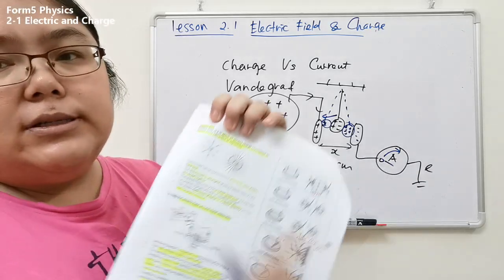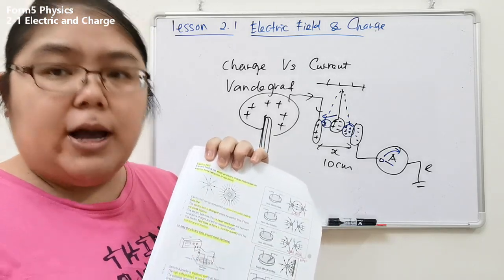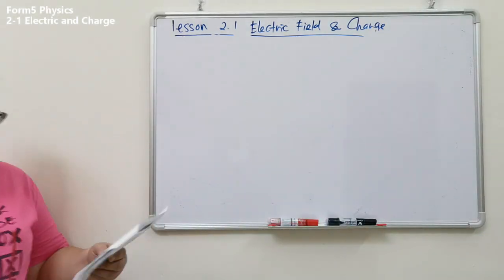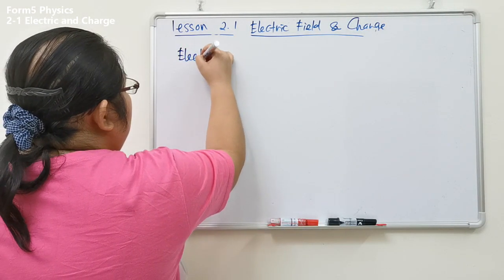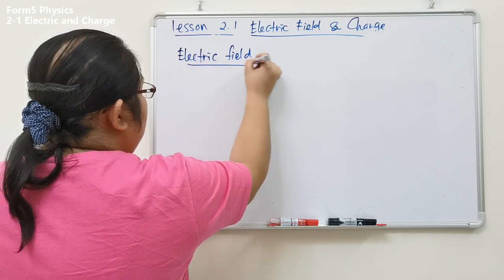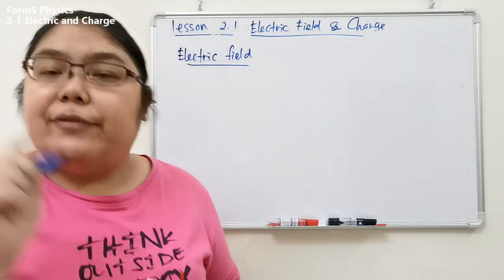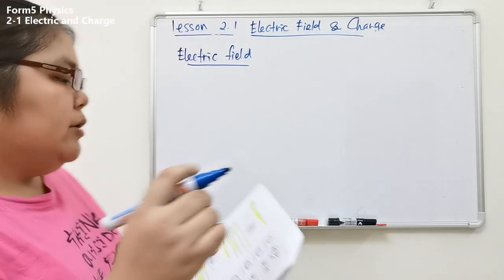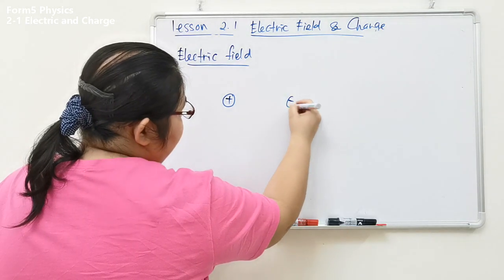Now we need to go to the second part. That's the electric field. Okay, the charge. How we draw the charge. Okay, electric field. The first thing we need to know is the definition. Every term you need to know the definition. Okay, electric field, for example, this is a positive charge, then this is a negative charge.